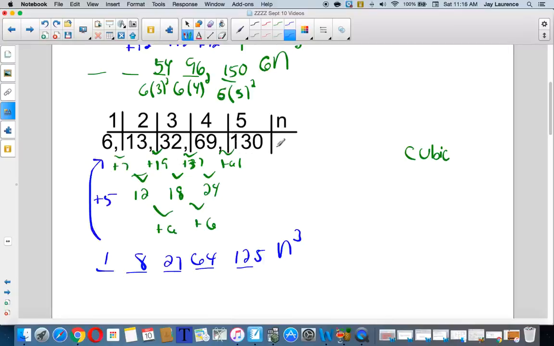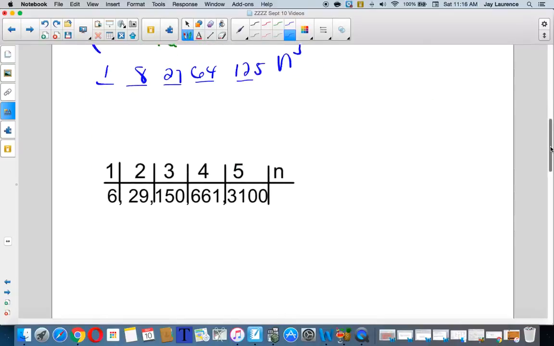64 plus 5 is 69. This will be n cubed minus, no, n cubed plus 5. There we go. Okay. All right, let's go down to this problem here.